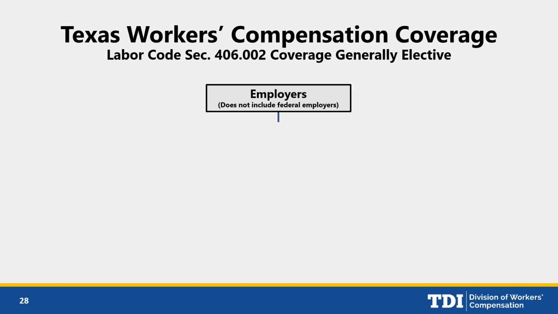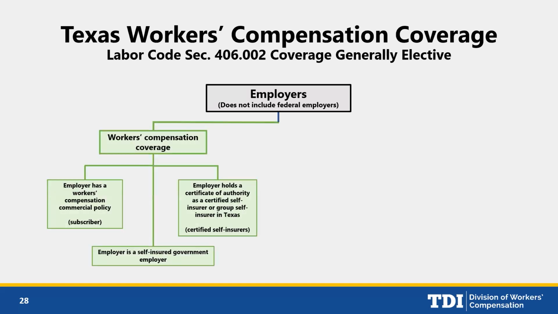So if you take all of the employers in Texas, they have a choice to have workers' compensation or not. On the left-hand side are the employers that have chosen to have coverage. So they have coverage. They're called subscribers, if you will. Sometimes they buy a commercial policy. Sometimes they're certified by the Division of Workers' Compensation to be self-insured, or they're a government type of employer. There are some employers that are required to have workers' compensation coverage, but most private employers out there in Texas have a choice.